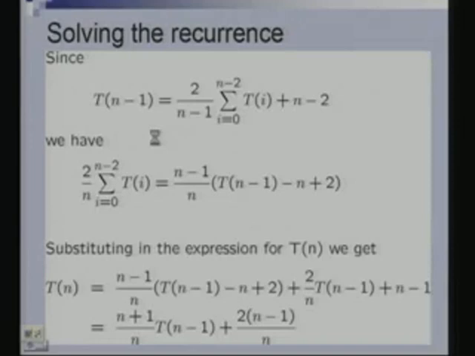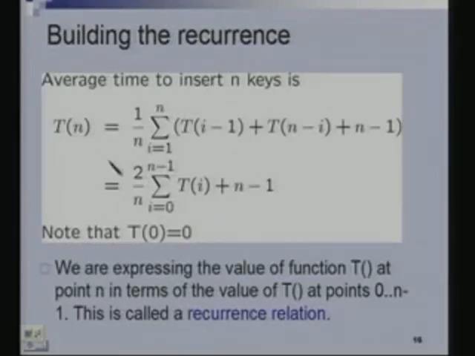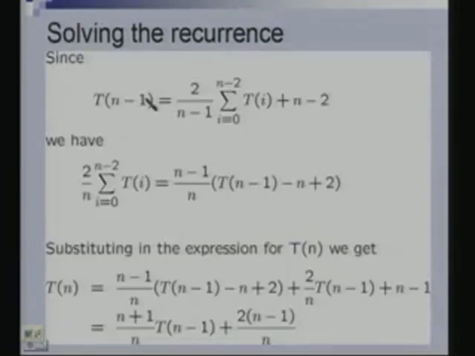And that is what we are going to do now. So T of n, what did we say here? T of n is 2 over n times the sum of the previous T's plus n minus 1, right? So I can write T of n minus 1 is 2 over n minus 1 times the sum of the previous T's plus n minus 2, right? I just replace the n by n minus 1, and so I can just rearrange this.